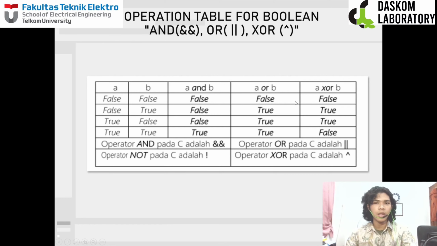But in A XOR B, the last operation for Boolean, it will matter if there is no false or if there is no true, because it will be true if only one of them has a true value. But if both of them have the same value, like A false, B false, or A true, B true, then it will return the false value.